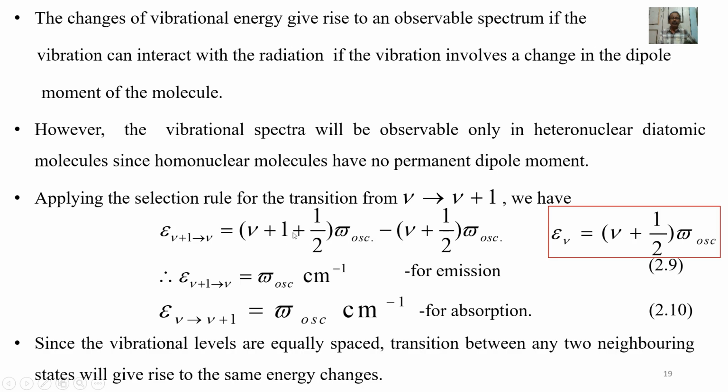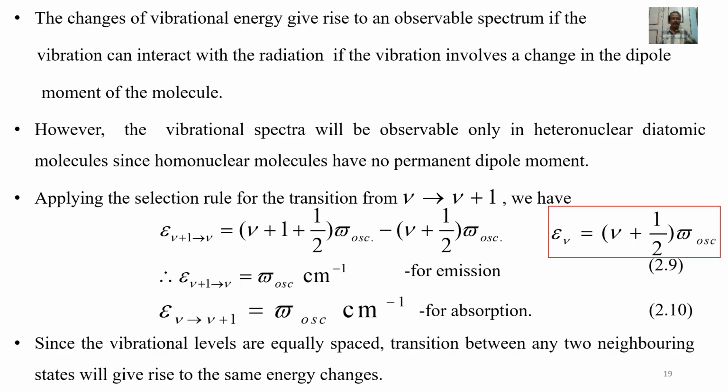And of course, this nu and this nu will cancel. So we have 3 by 2 minus 1 by 2, which will give us 1. So the wave number between nu plus 1 and nu will give us omega bar, which is measured in terms of 10 to the power minus 1. And this is for emission. Suppose the transition from nu to nu plus 1, this is for absorption.